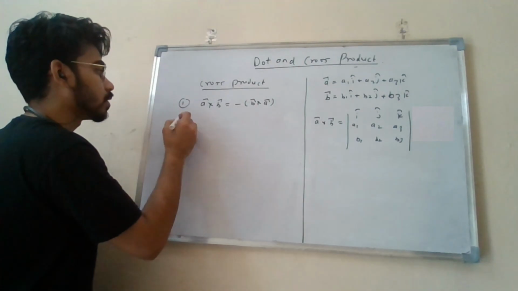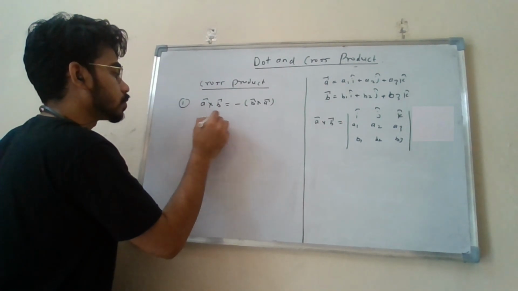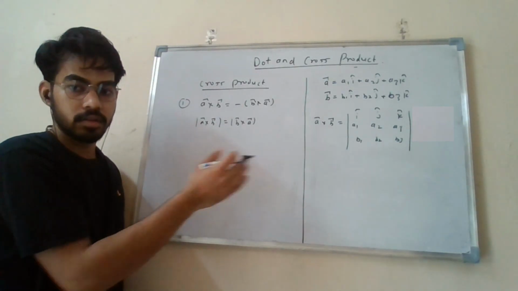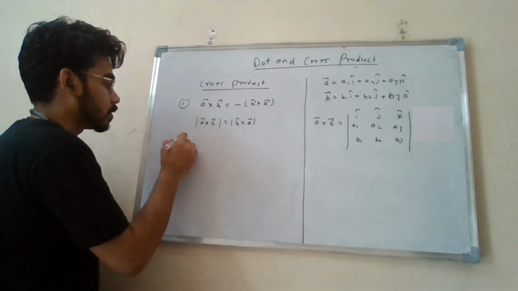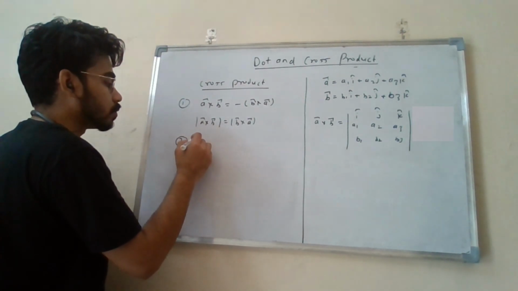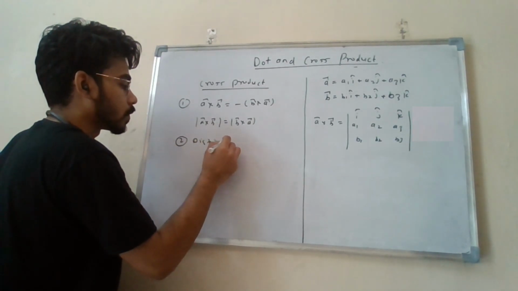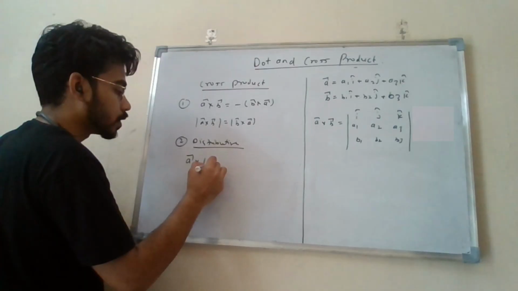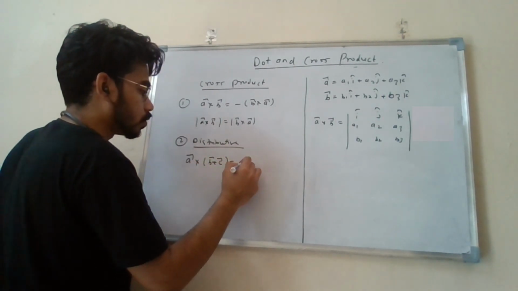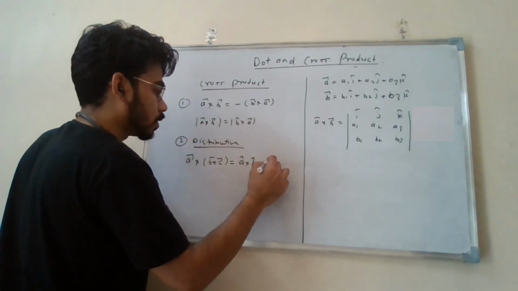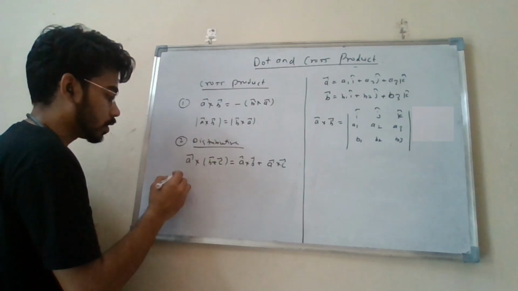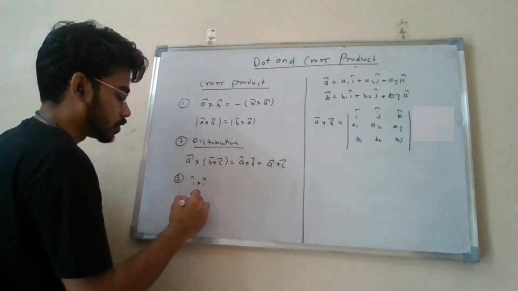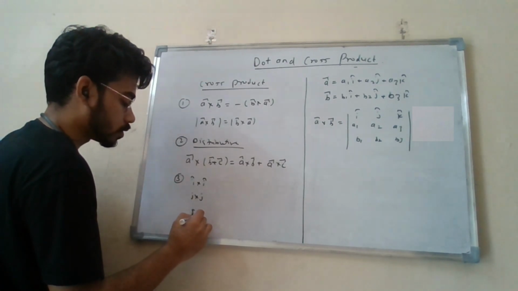The second property is that the magnitude of both the terms, A cross B, is equal to B cross A. Magnitude wise, both are equal, but direction wise, they are opposite to each other. Okay. The third property is the distributive law: A cross (B plus C) is equal to A cross B plus A cross C.